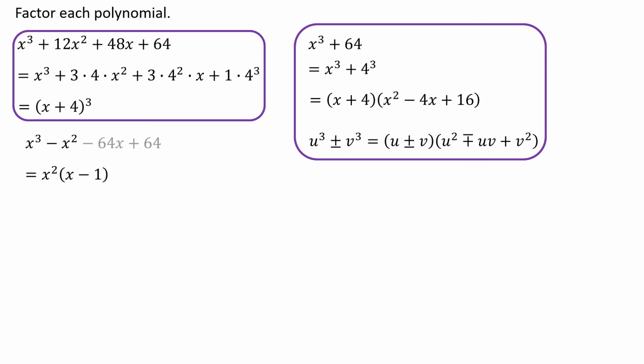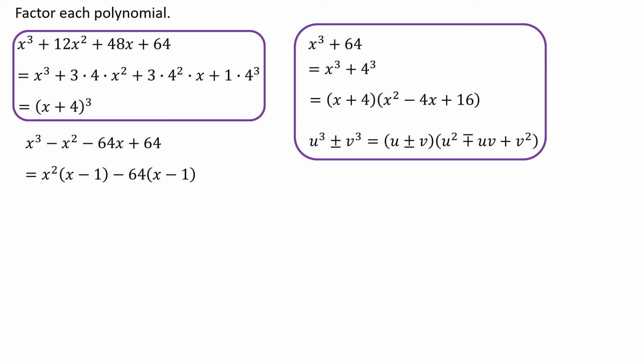Now I can focus on the third and fourth term and say, hey, from the third and fourth term, I can factor out a negative 64. That'll leave me x minus 1, right? Negative 64 times x makes negative 64x. Negative 64 times negative 1 makes that positive 64.